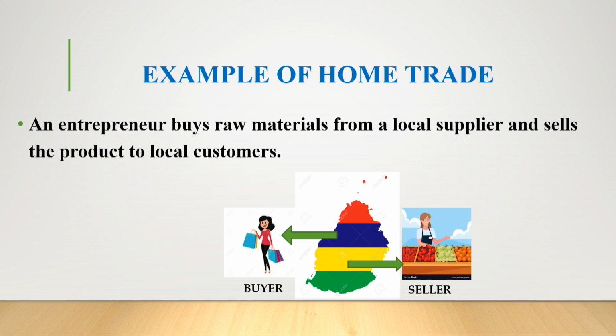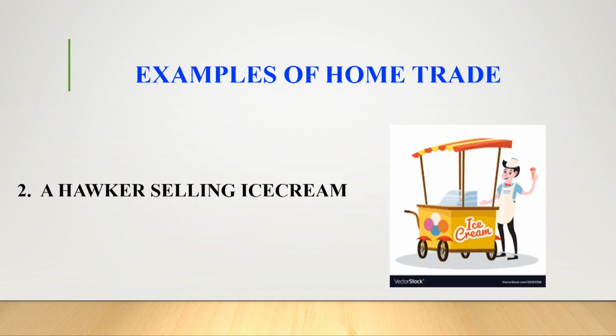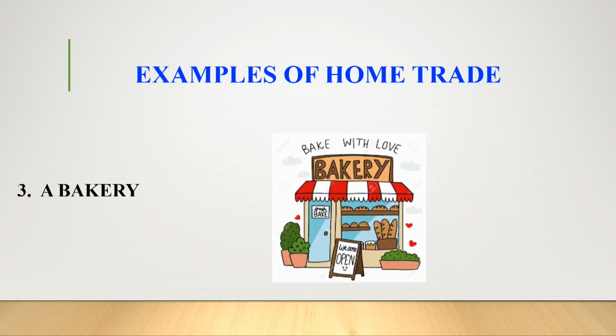For example, an entrepreneur buys raw materials from a local supplier and sells the product to customers in the country. It is to be noted that the entrepreneur, the supplier, and the customers are all from the same country. Examples of home trade are supermarkets, a hawker selling ice cream, bakery.